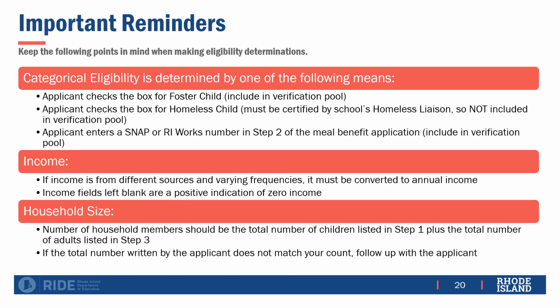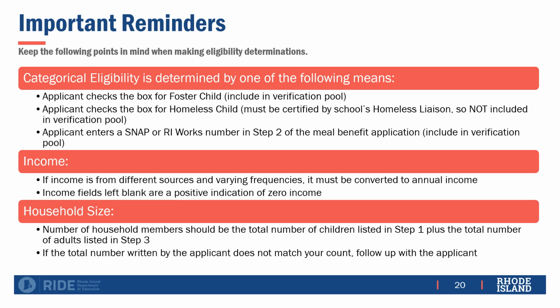Here are some important points to remember when determining meal benefit eligibility. Categorical eligibility is determined by a family checking one of the boxes in Step 1 that indicates their child or children is a foster or a homeless child, or by entering their SNAP or Rhode Island Works case number in Step 2 of the application.